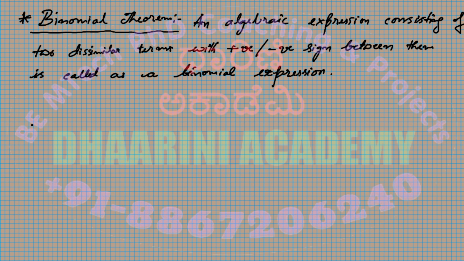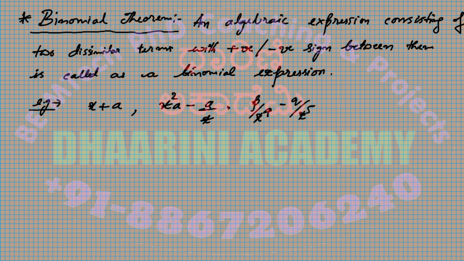Right. Now let's try to write an example. It's simply x plus a. This is one binomial expression. There are two terms with a plus or minus sign between them, right? Another example, x squared into a minus a by x. Another example: p by x to the 4 minus q by x to the 5. And so on.